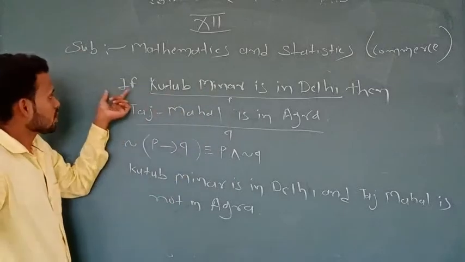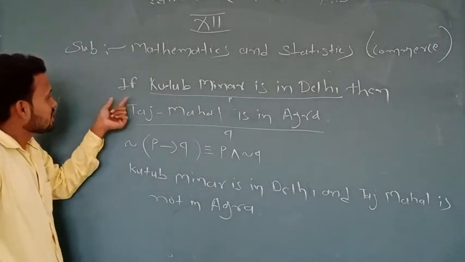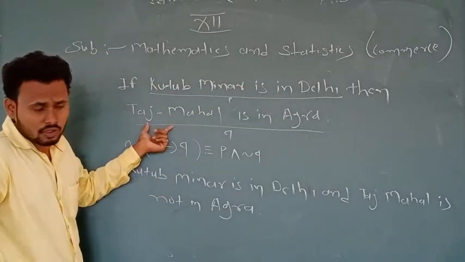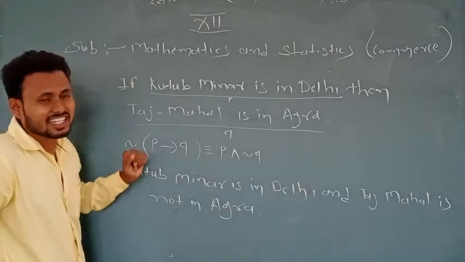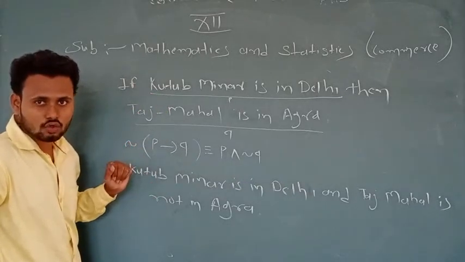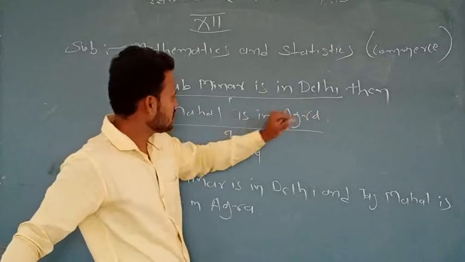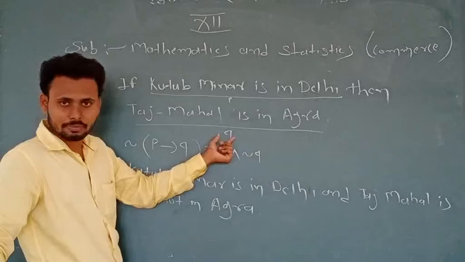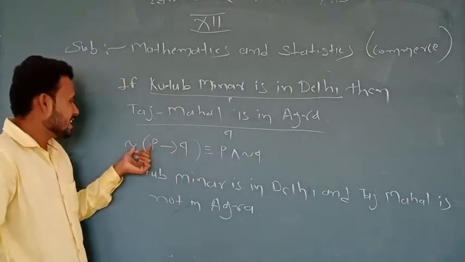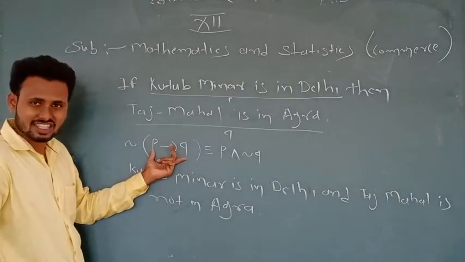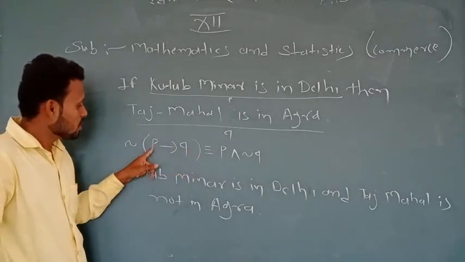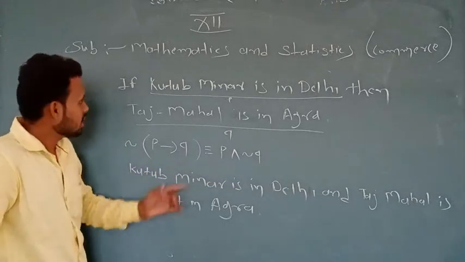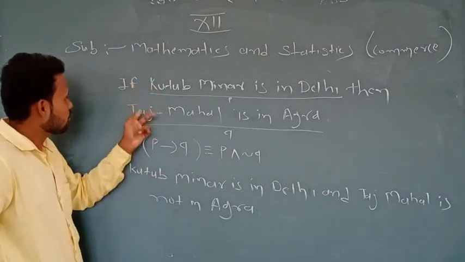Look at the question: write the negation of the following statement. The statement was: If Qutub Minar is in Delhi, then Taj Mahal is in Agra. We observe that it is a conditional statement of two simple statements. The first simple statement is this, and the second one is Taj Mahal is in Agra. Therefore we denote this statement by P and this by Q, and we know that the negation of a conditional statement is equivalent to the first statement P as it is, the middle sign, and just take the negation of the second statement.